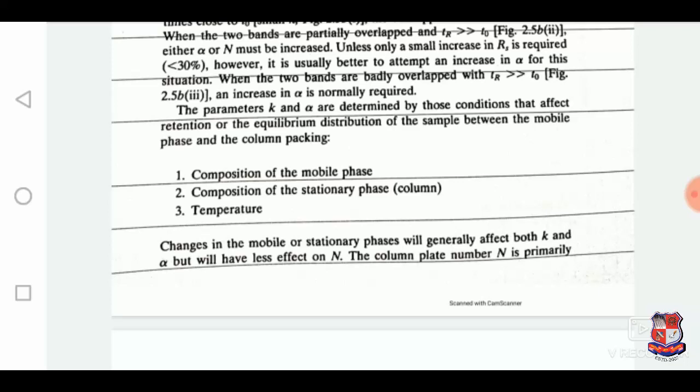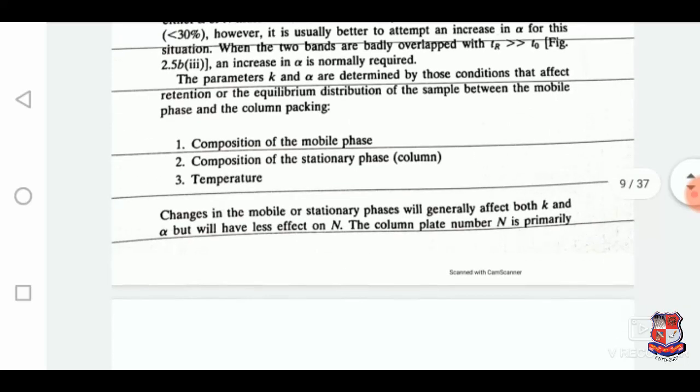So the parameters k and alpha are determined by those conditions that affect the retention, the equilibrium distribution of sample between the mobile phase and the column packing. The first one is the composition of the mobile phase, composition of the stationary phase, and temperature. These are the conditions that affect the plate number and retention factor.